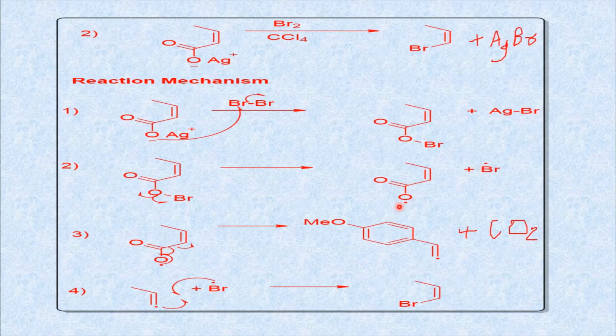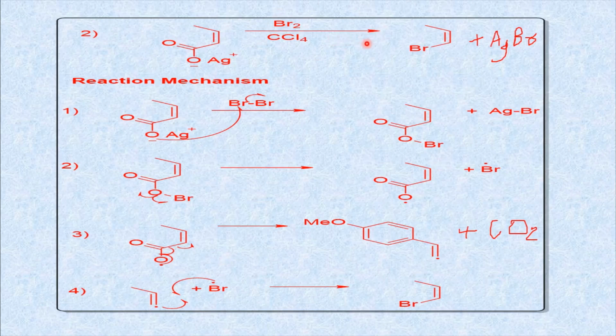We'll get an oxygen radical and a Br radical. Now in the next step, this oxygen radical delocalizes here, and the breaking of this C-C bond takes place, generating a CH2 radical and a C radical. The C radical delocalizes here, forms CO2, and generates a CH2 radical. Now this CH2 radical reacts with the bromine radical and you will get this vinyl bromide. So this is the simple reaction mechanism of the Hunsdiecker reaction, and this is an example of the Hunsdiecker reaction.